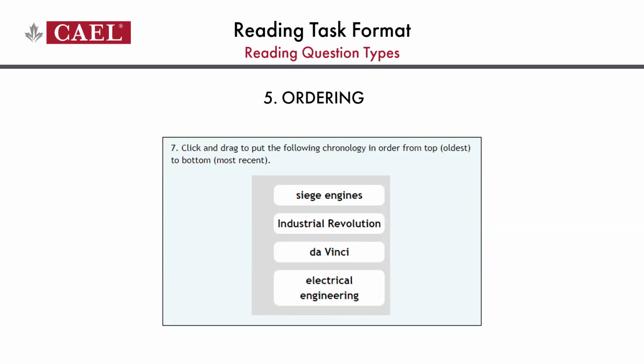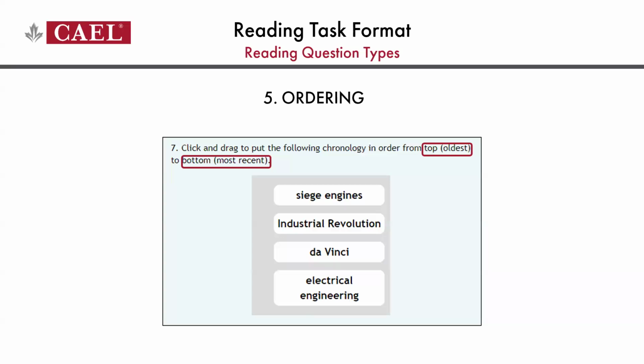On rare occasions, you might be asked to order different terms based on what you've learned there in the reading. So you can see there are 4 terms in those white boxes, and the instructions in the top ask you to put the oldest term at the top. The most recent one goes at the bottom.